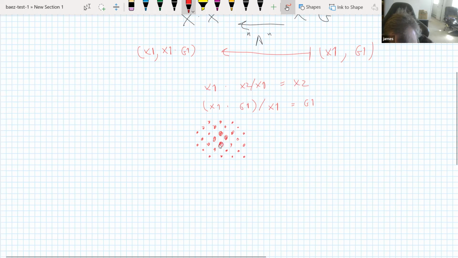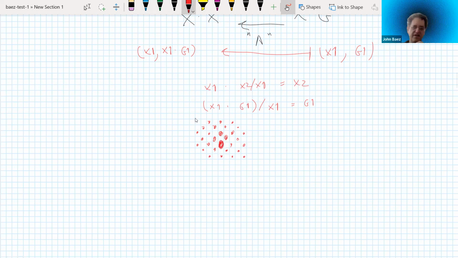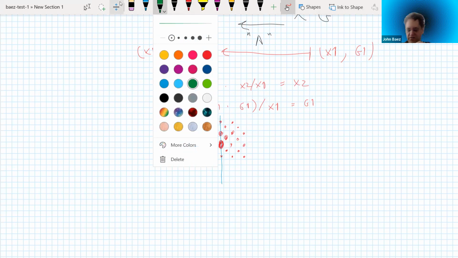Let's pick out an origin here. Yeah. So that's sending (1, 0) to (0, -1), and it's sending (0, 1) to (-1, 0).